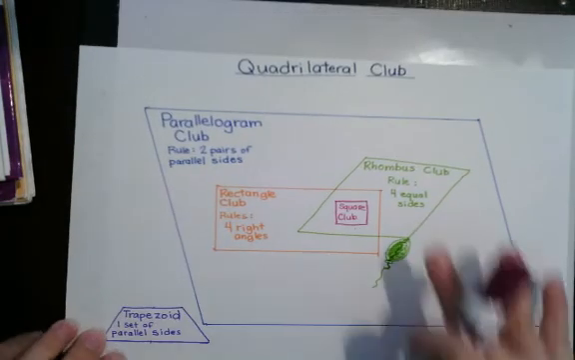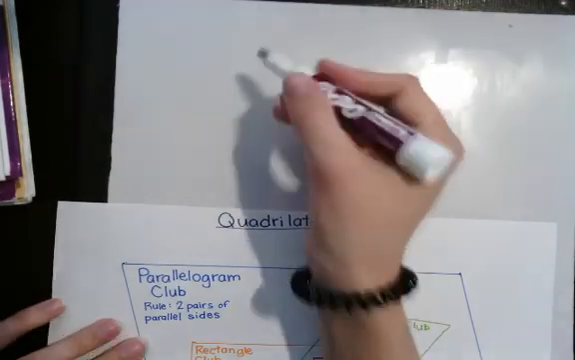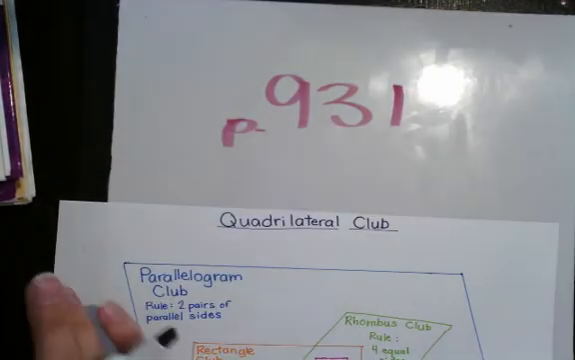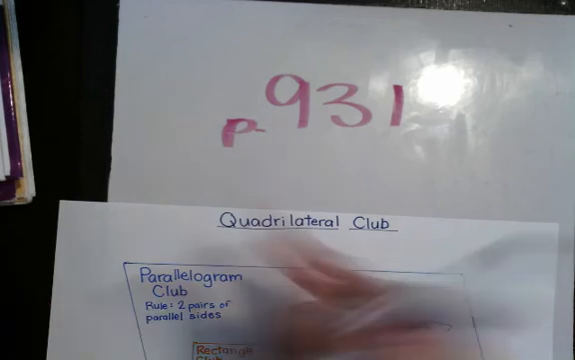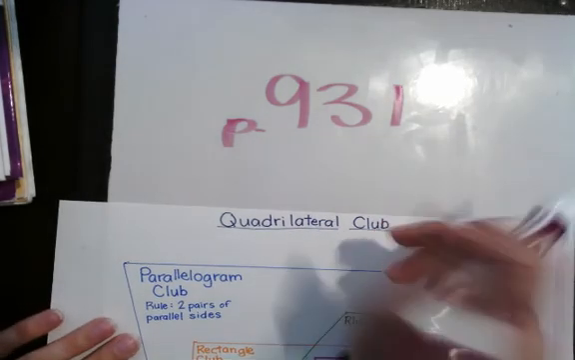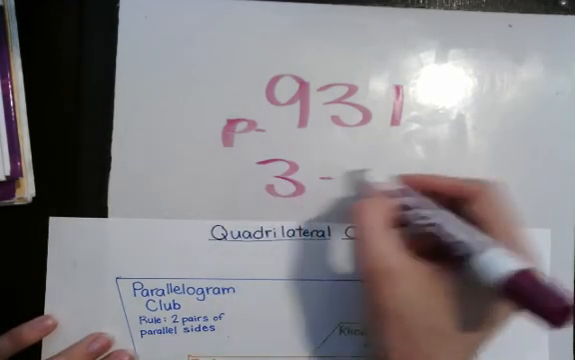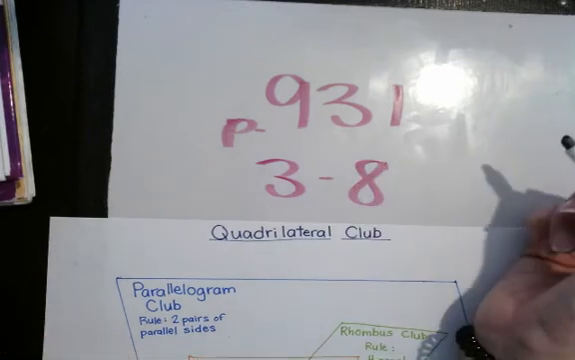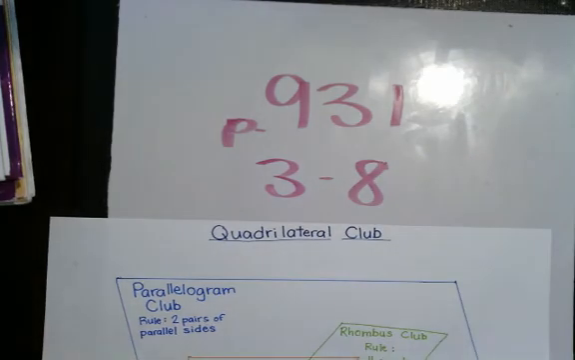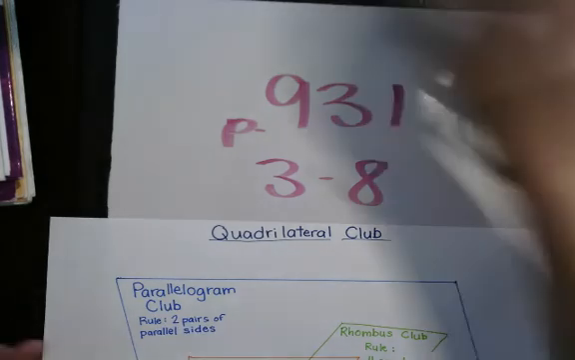On page 931, again, pause it if you need to see that still, and use that. But on page 931, in your books, there's the independent practice. Go ahead and do all of them. It's just 3 through 8. But I want you to get that practice in. Pause my video now. Go do 3 through 8. Then come back and check with me. Okay? Pause your video.